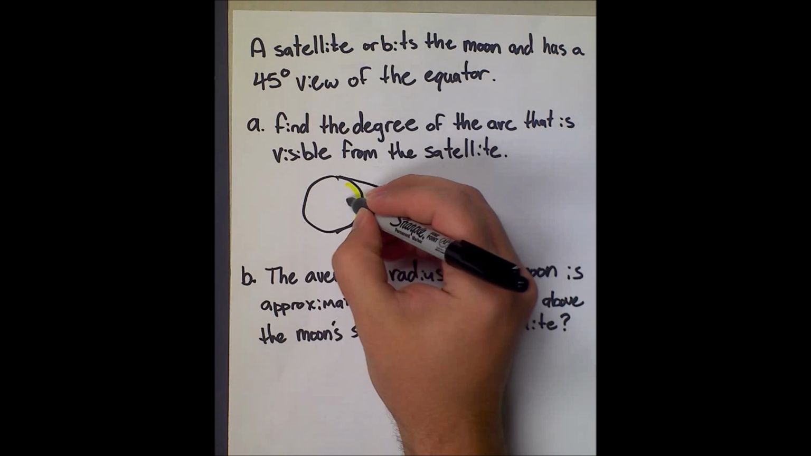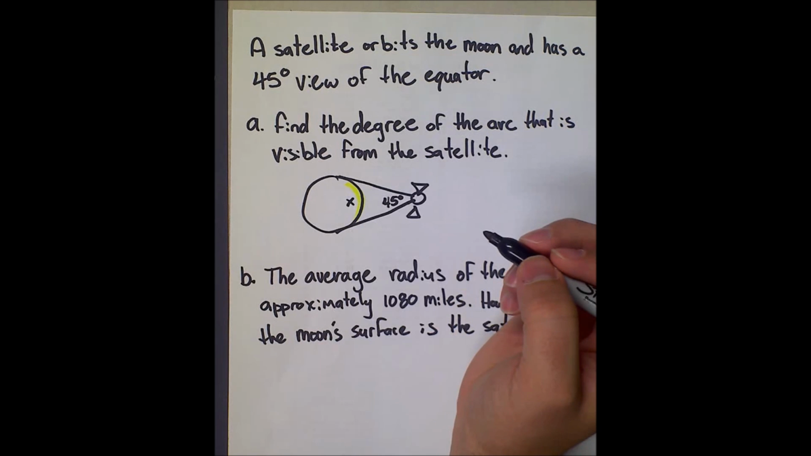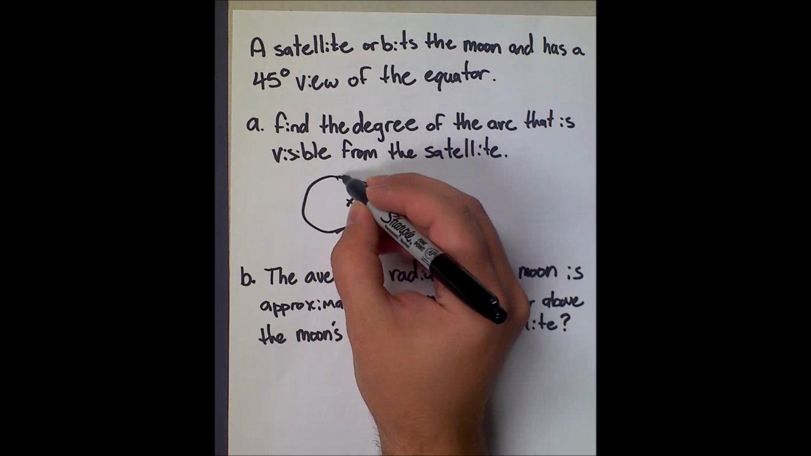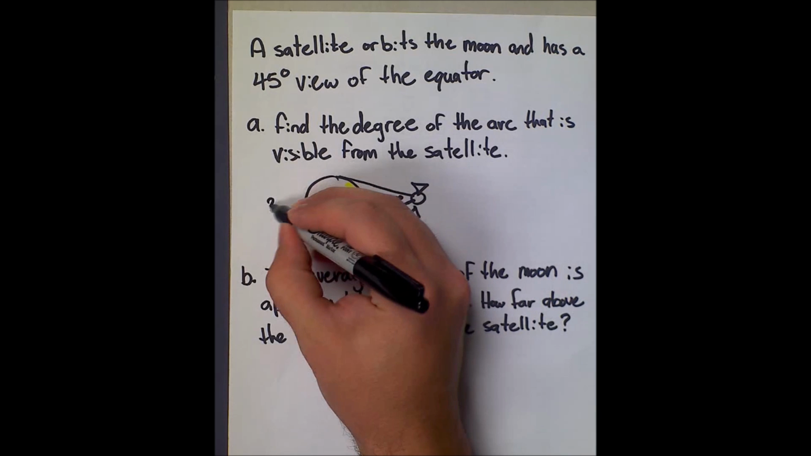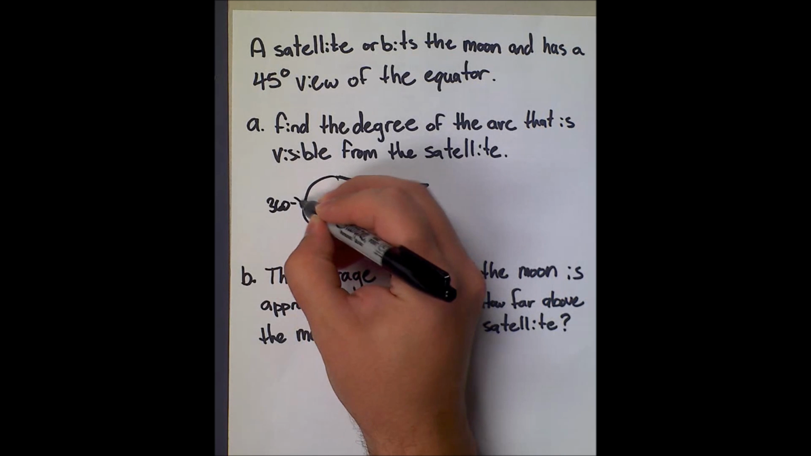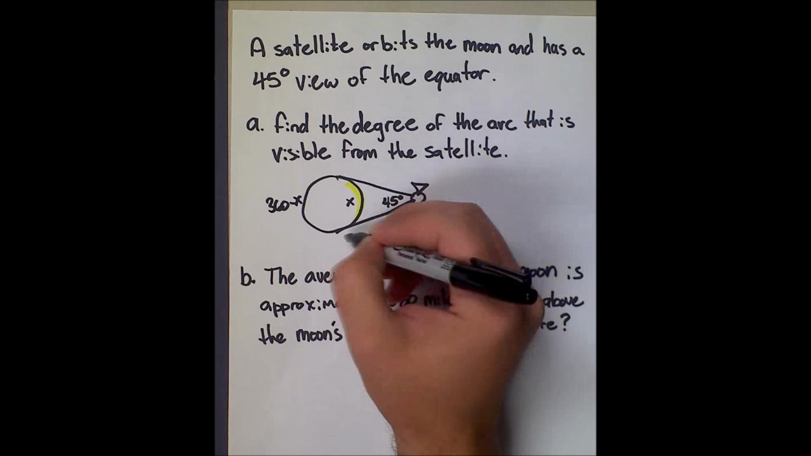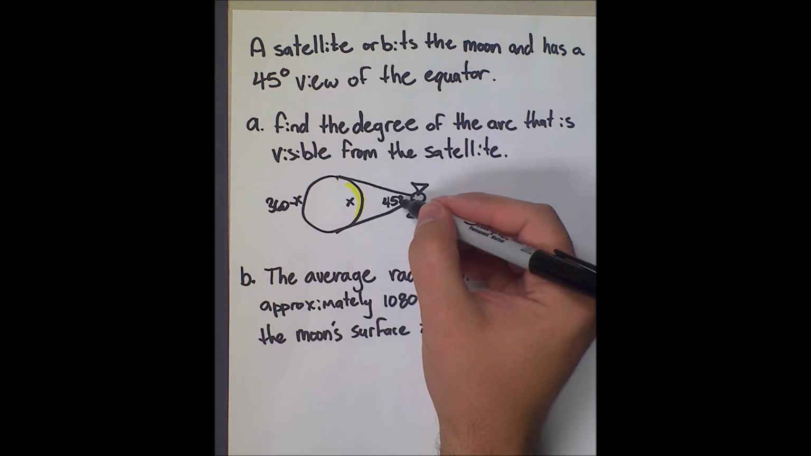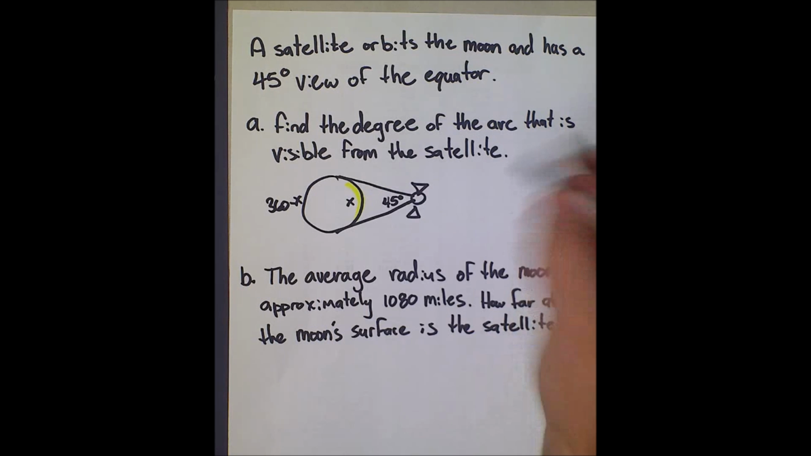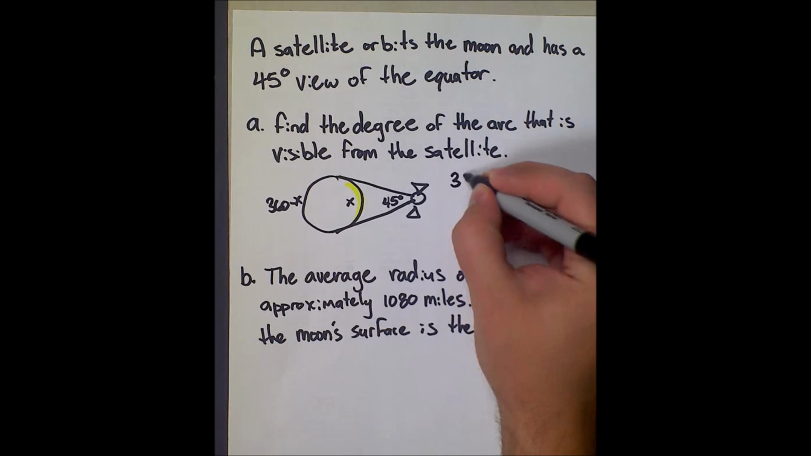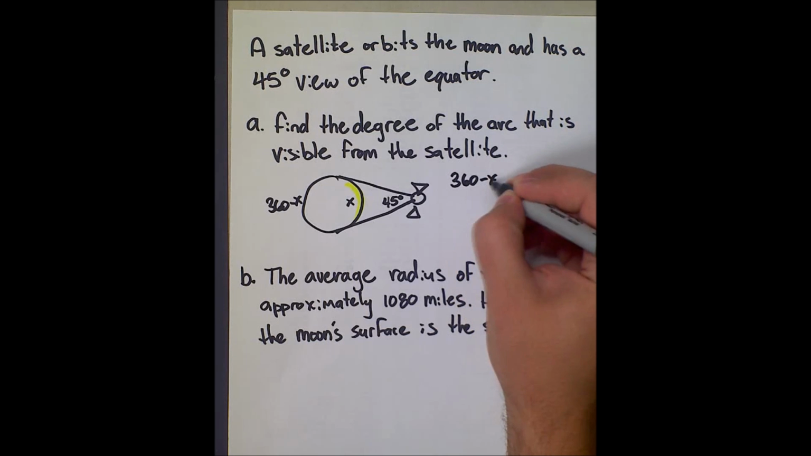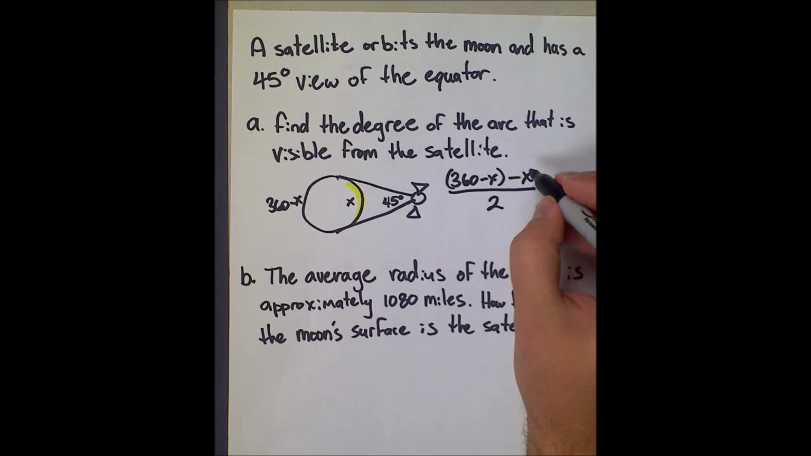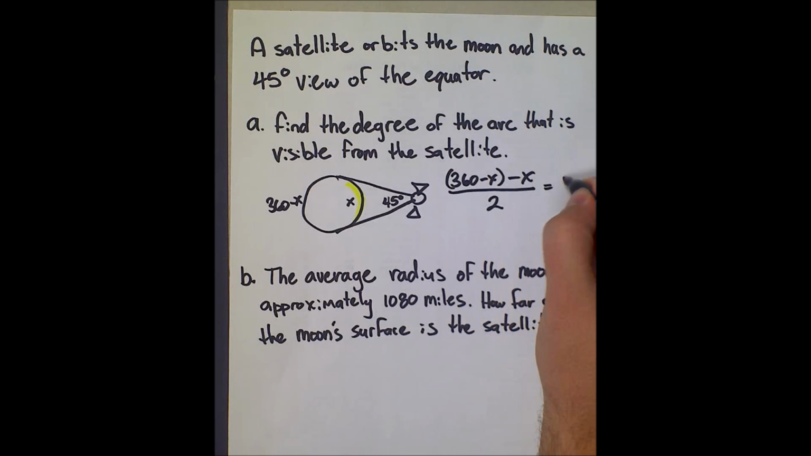So I'm going to label it as x. Because this is a circle, the little arc is x, or the minor arc. And we're going to say the major arc is 360 degrees minus x. It's the entire circle minus the minor arc. And we know the relationship between the angle formed by the tangent lines, the minor arc, and the major arc is the difference in the two arcs, divided by 2, or half of the difference in the two arcs, is equal to the angle measure.